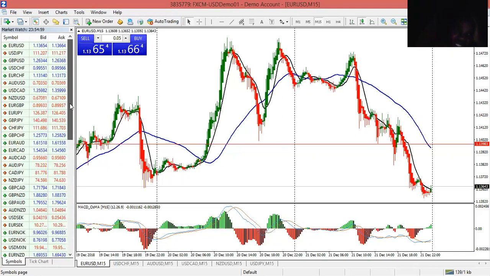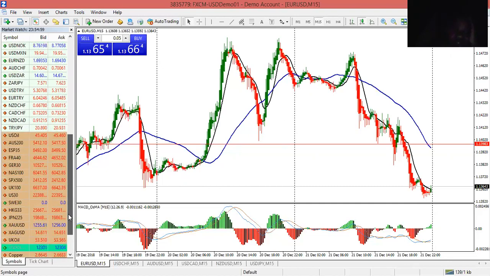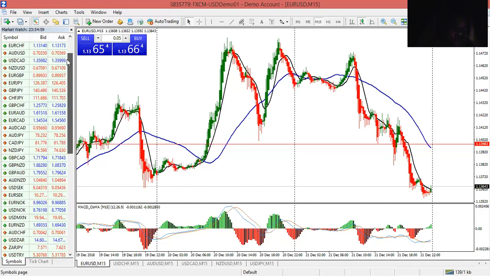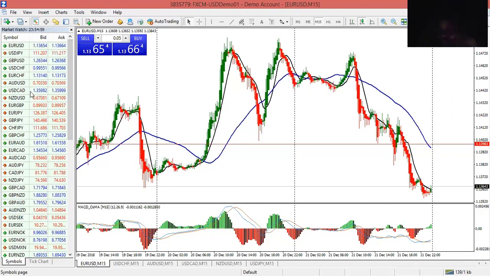You have the exchanges, the peer-to-peer, the currency exchanges. You also have the futures. You have your silver, your gold, your copper, and so on. You have your oil, US oil, UK oil, natural gas, and the likes of them. So this is where you actually pick your trading pair or the market you want to trade.